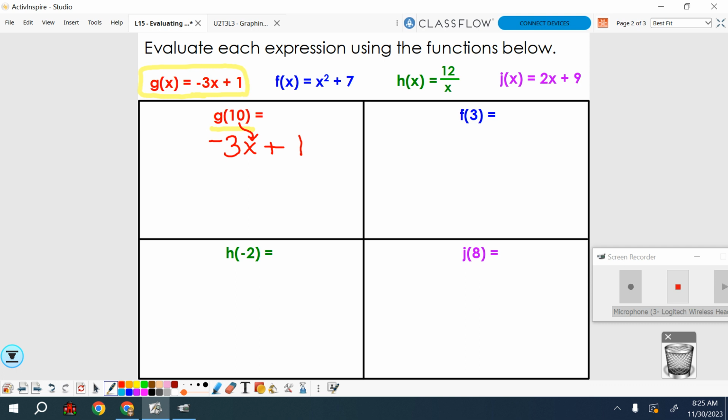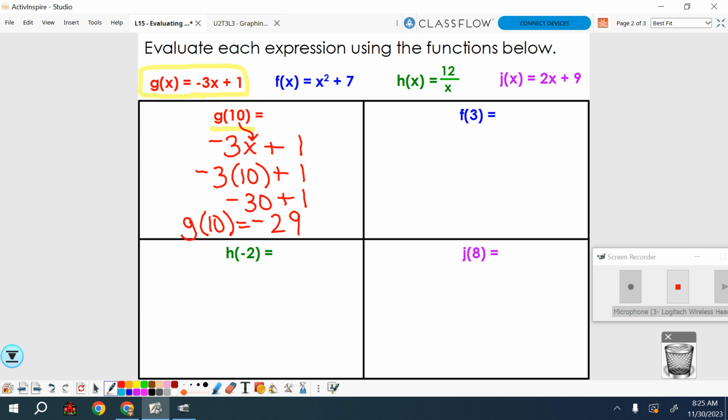I'm going to plug that 10 in for x, because remember, the number that comes inside our parentheses is our x value. So what I have is negative 3 times 10 plus 1, which is negative 30 plus 1, and I can see that my answer is going to be negative 29. So in the function g, when my x value is 10, my y value is negative 29.